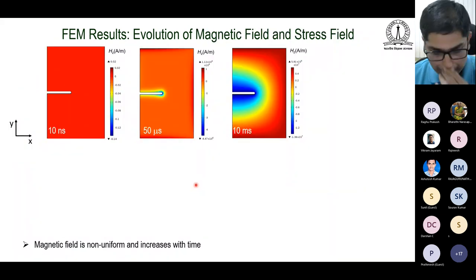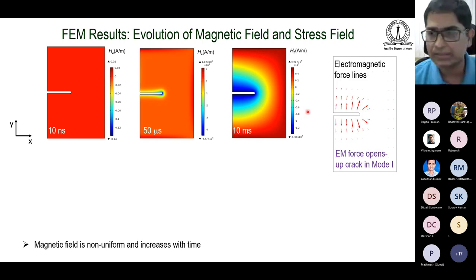Then this is about how the magnetic field evolves with time. In the beginning, there is not much magnetic field because effectively the current is not much. And then the magnetic field starts to build up. This is about 50 microseconds. This is about 10 milliseconds, which is in a steady state. And again, we can see that across the crack tip, the magnetic field is in the opposite direction, and hence they will repel. These are the electromagnetic force lines, the Lorentz force, and we can see that it is trying to open the crack, hence the crack can grow.